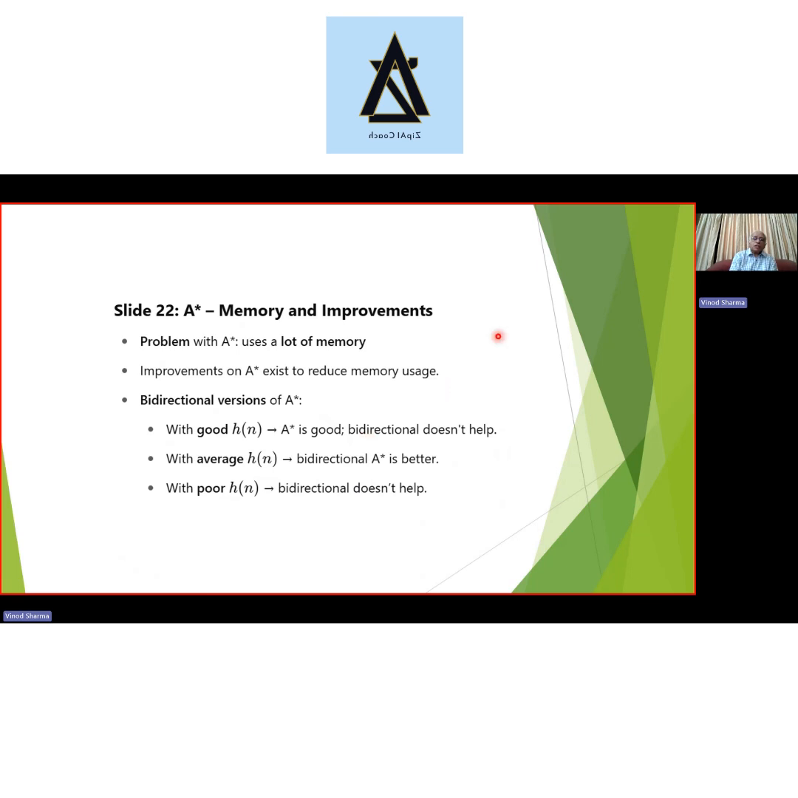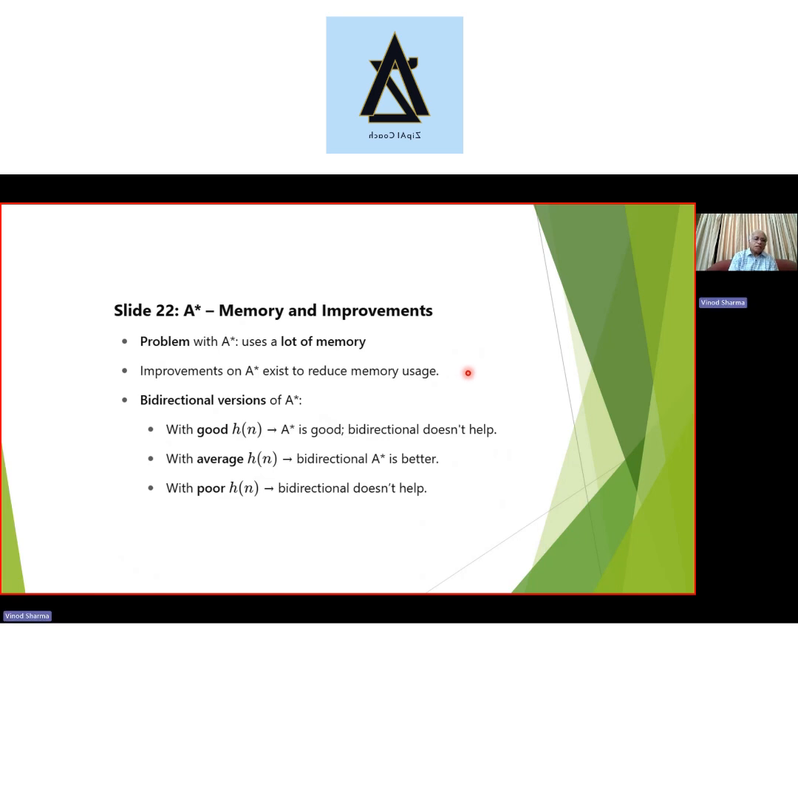Although A star is a very popular algorithm and it does pretty well, there are certain problems. One is that it requires a lot of memory. Therefore, some improvements have been suggested to A star, which can reduce the memory usage. Those improvements we are not providing here. One can see them in the literature.